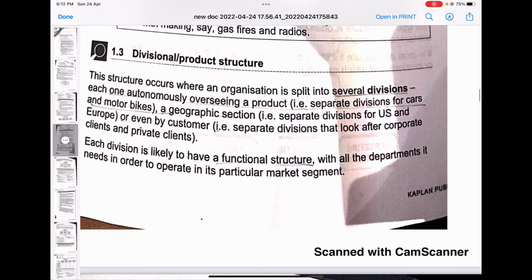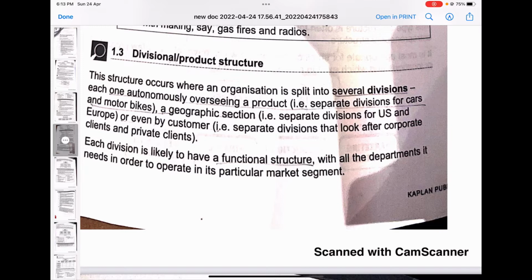Moving on to divisional or product structure. This structure occurs when an organization is split into several divisions, each one autonomously overseeing a product. Separate divisions for cars and motorbikes; a geographic section, separate divisions for US and Europe; even by customer, separate divisions that look after corporate clients and private clients. Each division is likely to have a functional structure with all the departments it needs in order to operate in its particular market segment.